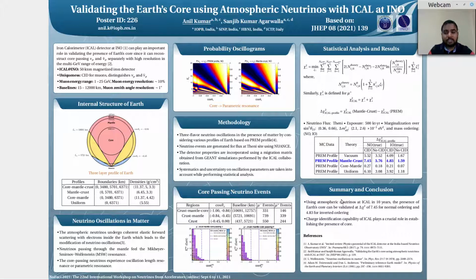So in summary, we can say that using 10-year data at ICAL, we will be able to validate the presence of Earth's core with a delta chi square of 7.45 for normal ordering and 4.83 for inverted ordering, and in this result the charge identification capability of ICAL will be playing a very crucial role.